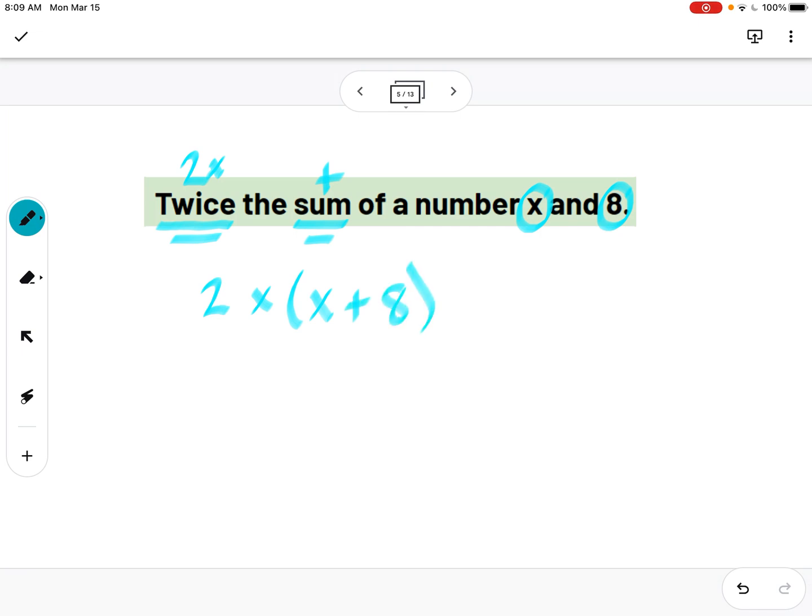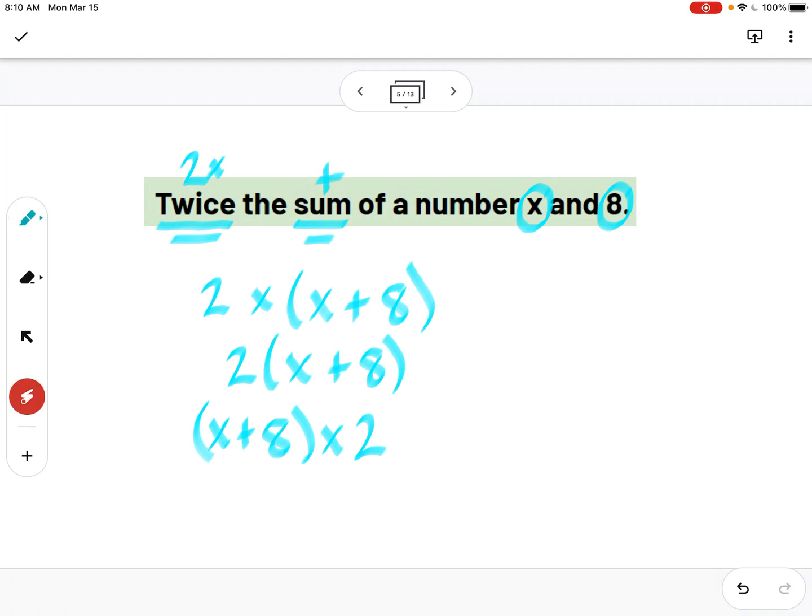Another way to write that same exact expression is just put a 2 outside of the parentheses. 2(x plus 8). That would be another way. We can also show it as (x plus 8) times 2. Now, if you were to do it this way, or either way, you have to put the parentheses because remember, order of operations tells us to multiply first.